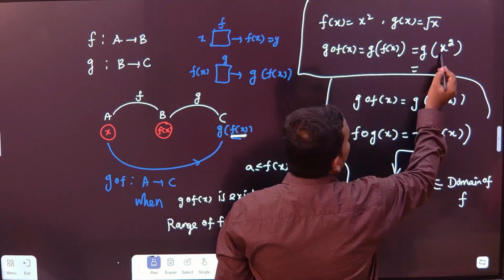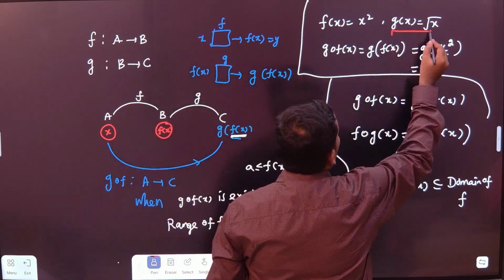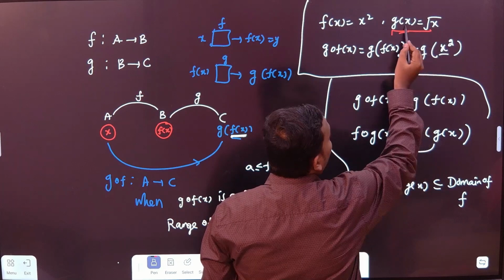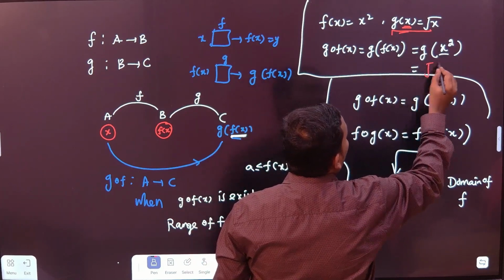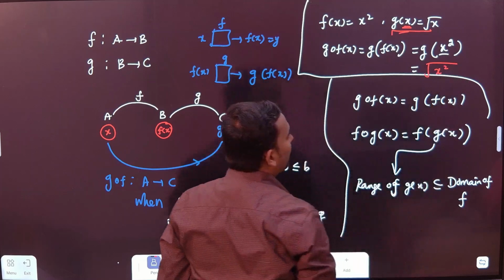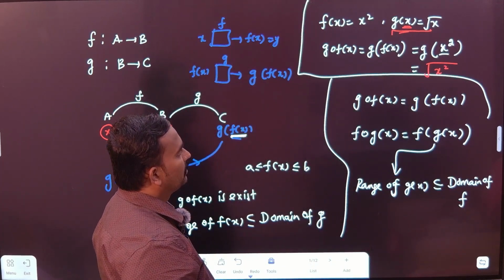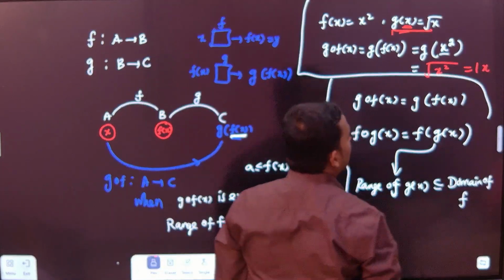So you can just observe that. Let me take another color. Just compare this. G of x square: the input here is x square, here the input is x. Just replace x by x square. Then what will we get? Square root of x square. Understood? Square root of x square is the same as mod x, you can write.